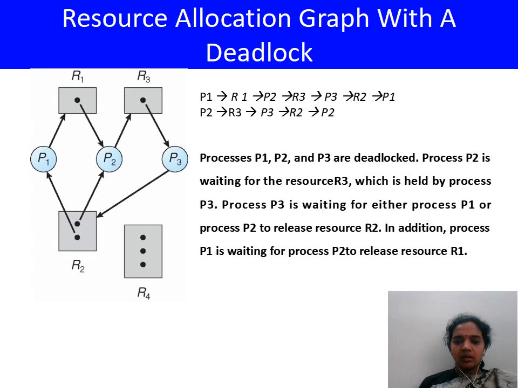Why? Because process P2 is waiting for resource 3, which is held by process P3, and process P3 is waiting for either P1 or P2 to release resource R2. In addition, P1 is waiting for process P2 to release resource R1. So all three processes, P1, P2, P3, are deadlocked.